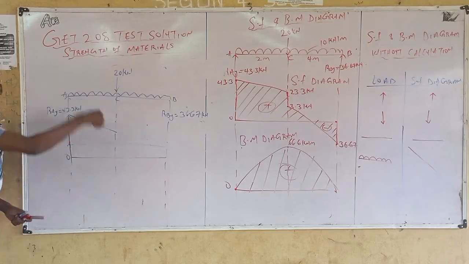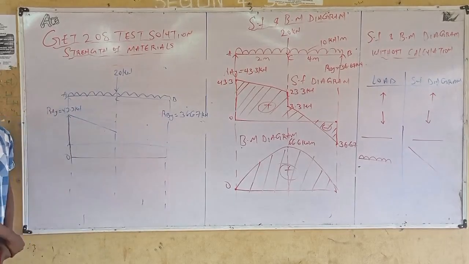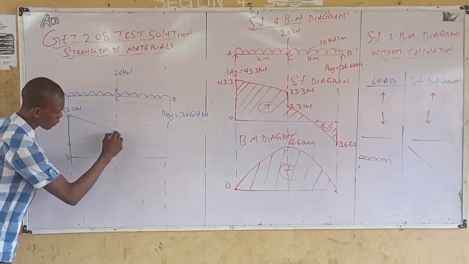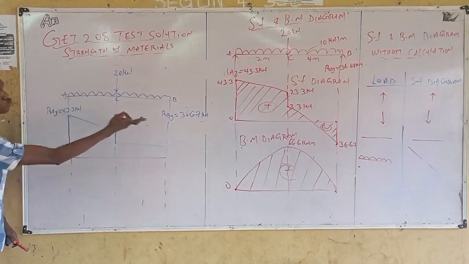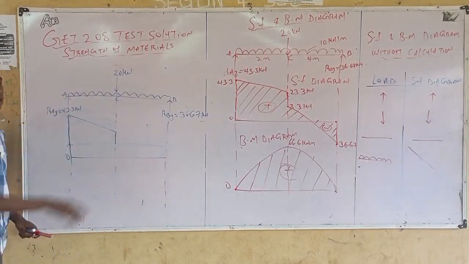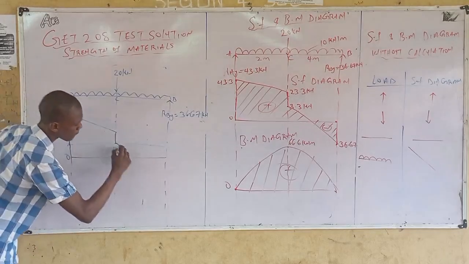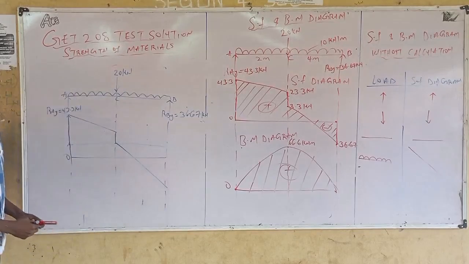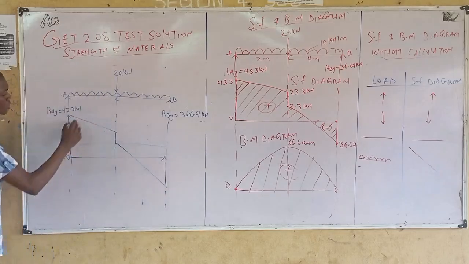For the UDL. On point C, what am I having again? Downward load. What is the shear force? Downward. I'm done with part C. From C to D, a UDL, right? What is shear force for UDL? Slant. On B, what type of load am I having again? Upward. What is shear force? Shade.